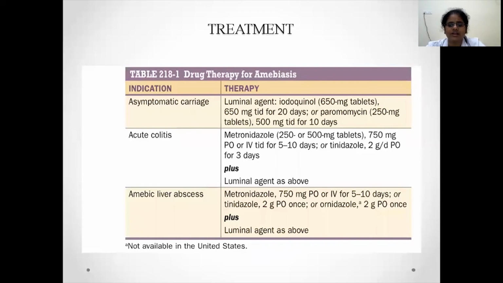Amoebic liver abscess: you have to treat the abscess, plus also the luminal agent like iodoquinol or paromomycin has to be given. That is metronidazole 750 mg per oral or IV for 5 days, or 2 grams tinidazole or ornidazole, plus a luminal agent.